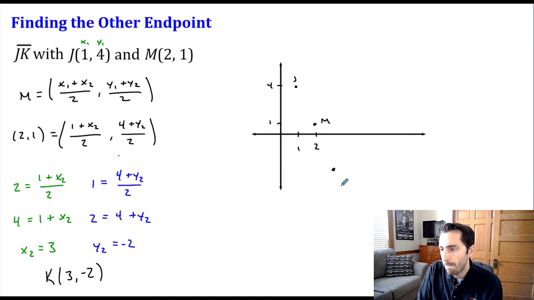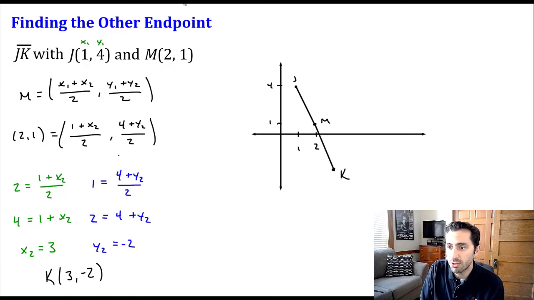If I connect these together, the distance from J to M has to be the same as the distance from M to our other endpoint, which is K. And then we just need to figure out where this is. We can do that just by looking at how far in the x direction and how far in the y direction we need to travel to get from one endpoint to the midpoint, and then we'll just copy that to get to our other endpoint.